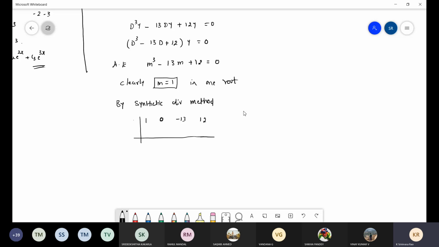Okay. So what is the root we got right here, and 0 right here. Same procedure. 1 plus 0 is 1. 1 ones are 1. 0 plus 1 is 1. 1 ones are 1. And minus 13 plus 1 is minus 12. Minus 12 into 1 is minus 12, and you will get 0 like this. Now this is m square. This implies m square plus m minus 12 equal to 0. Again, it is a quadratic equation.